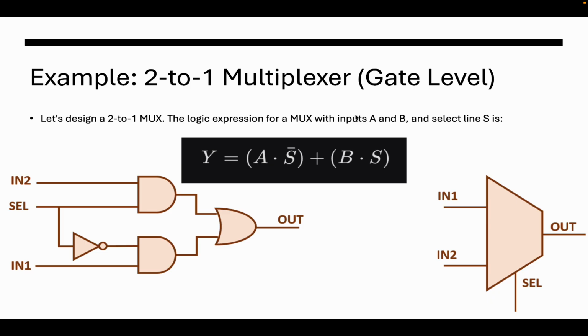Let's design a 2:1 mux. The logical expression you would already know. We have discussed this in our previous lectures. Based on the select line input, we get either input 1 as our output or input 2 as our output. This is the gate level diagram of a 2:1 multiplexer.